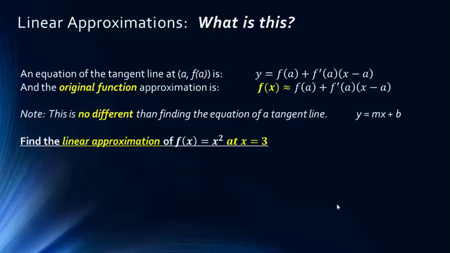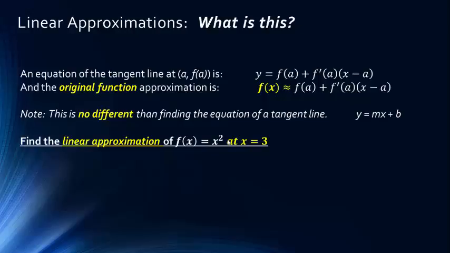Okay? So find the linear approximation of f of x equals x squared at x equals 3. Well, this is a simple calculation. We could figure out what this value is when x is 3. Y would equal 3 squared, or 9. So now let's look at our approximation using the linear approximation.